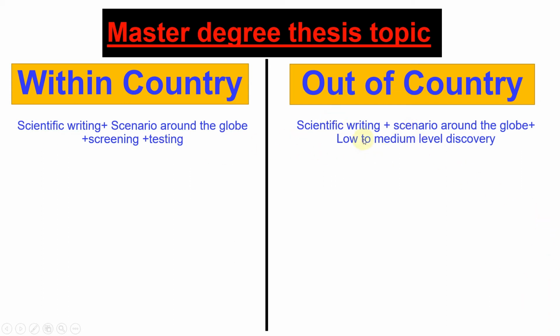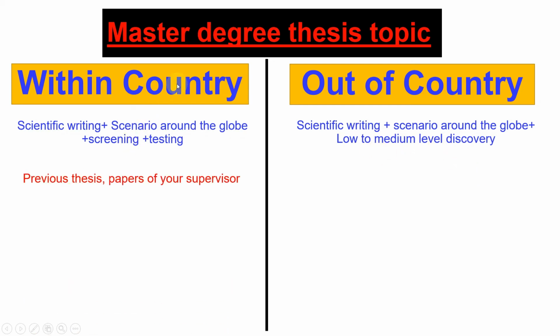So your basic aim would be scientific writing and the scenario around the globe, and you have to go for low to medium level discovery. So here things are different, because there you use just local conventional screening and testing methods, but here you have to go for at least low to medium level discovery.